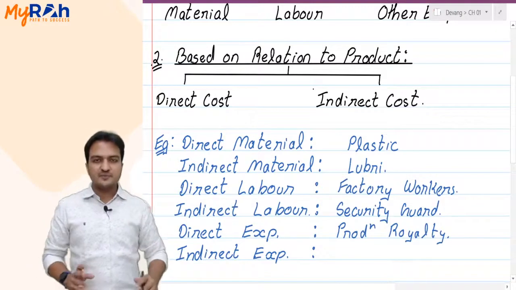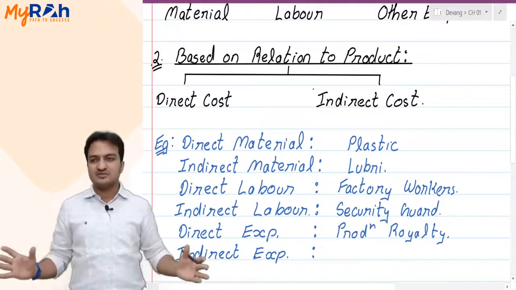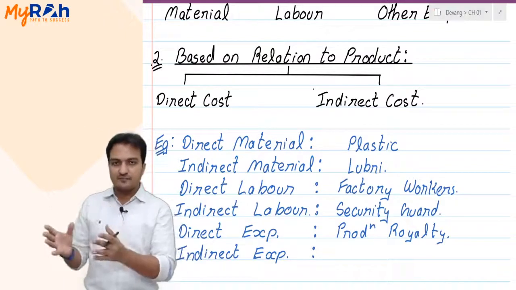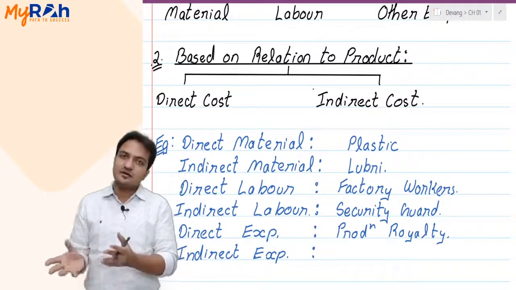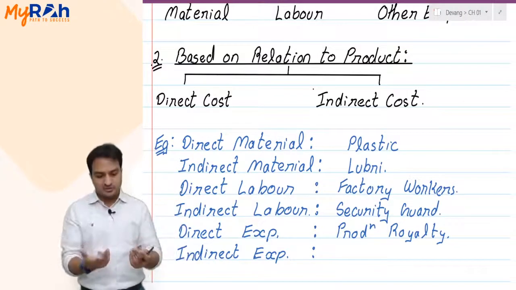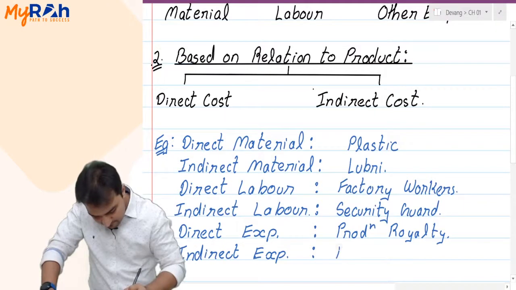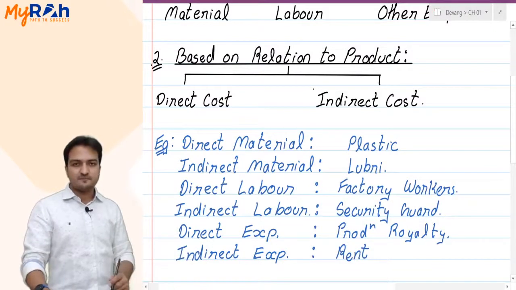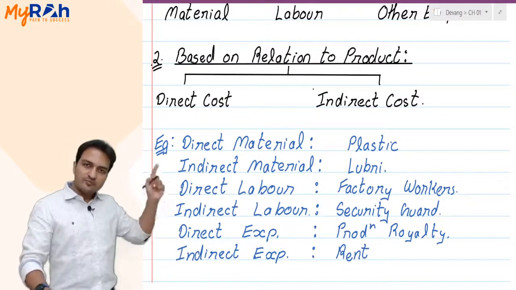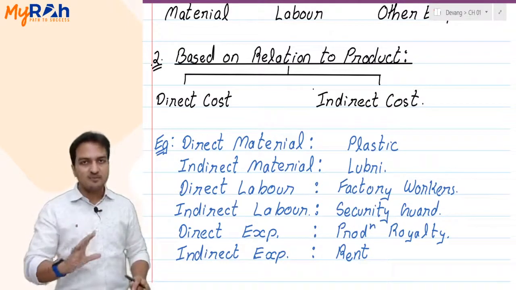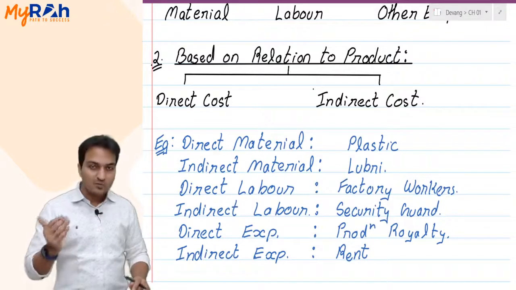While for indirect expenses, there can be thousands of examples. Simplest example, say rent. If I pay rent for my factory, that is not directly related to the product, but it is still necessary to pay in order to run my production. So factory rent or any such type of rent will become my indirect cost. Is that fine? I hope these examples help you understand all the different types of costs in a better way. Done? We'll go on.